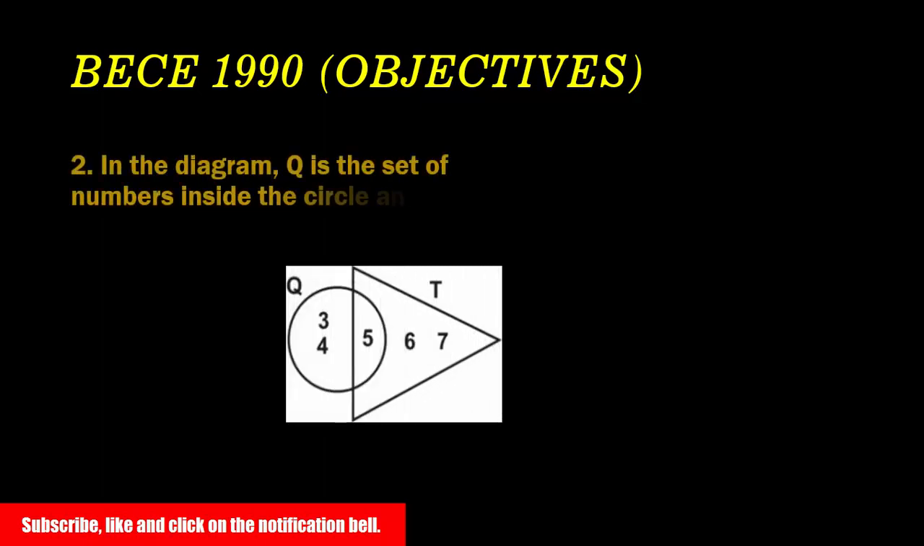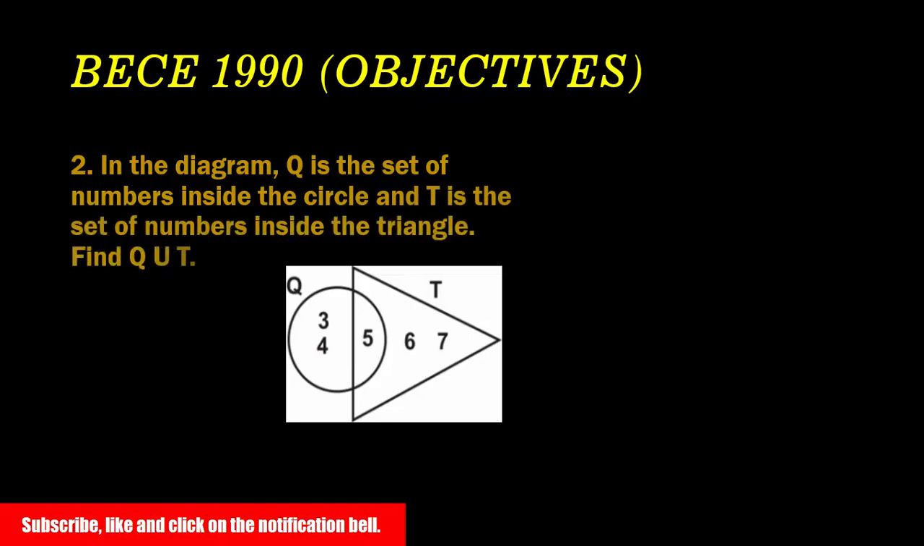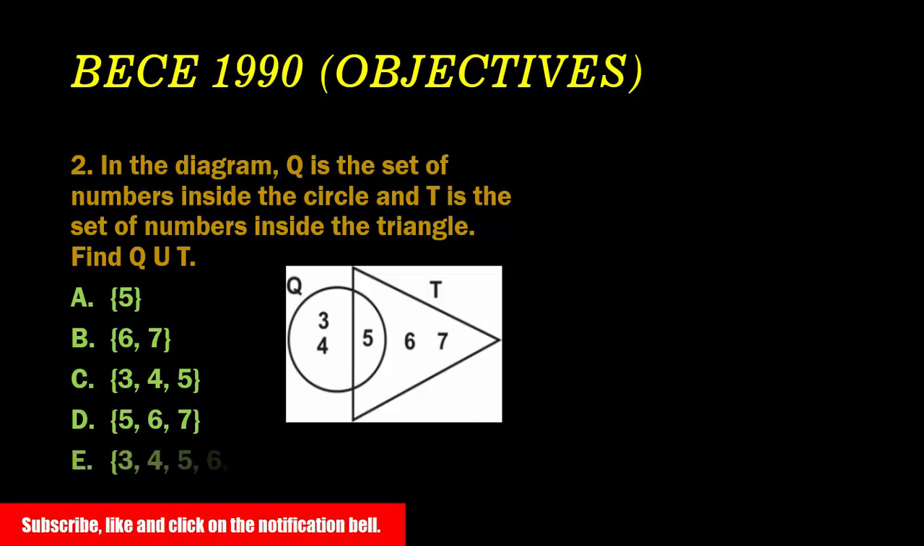Number 2. In the diagram, Q is a set of numbers inside a circle and T is a set of members inside a triangle. Find Q union T. Option A, the set with just one element, 5. B, the set of elements 6 and 7. C, the set of elements 3, 4, and 5. D, the set of elements 5, 6, and 7. E, the set of elements 3, 4, 5, 6, and 7.